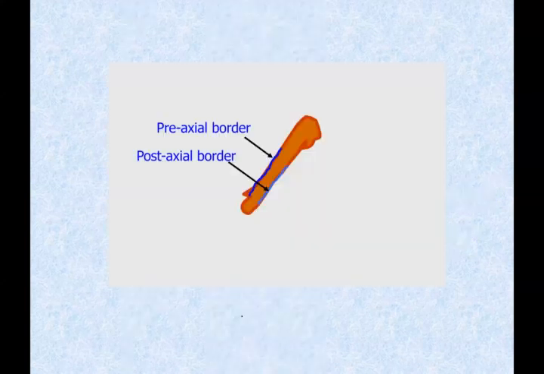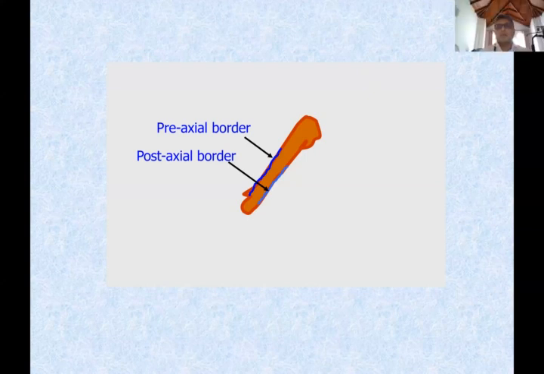Then this pre-axial border and post-axial border, not very frequently used. If you put your arm stretched out like this, the side of the thumb is called the pre-axial border, and the opposite side, the little finger side, is called the post-axial border. The thumb side can also be called the radial border, and the little finger side can be called the ulnar border. So the pre-axial and post-axial borders can also be called radial and ulnar borders. Remember that point.